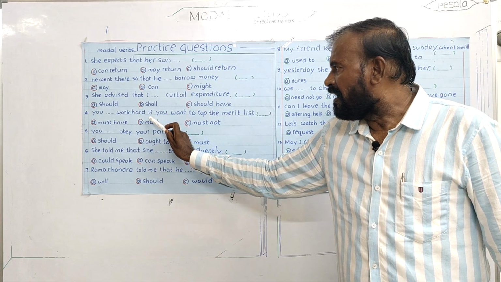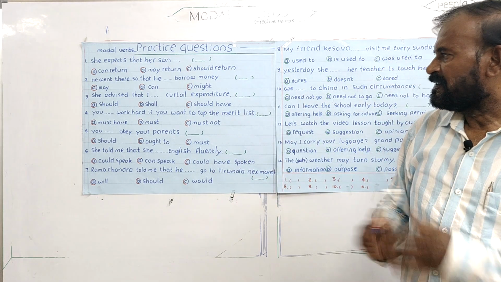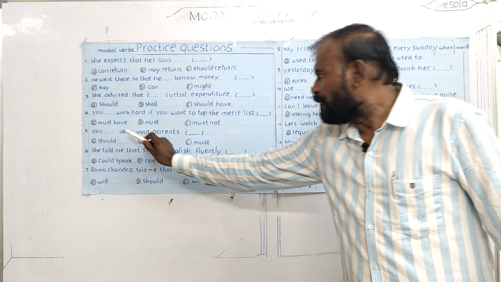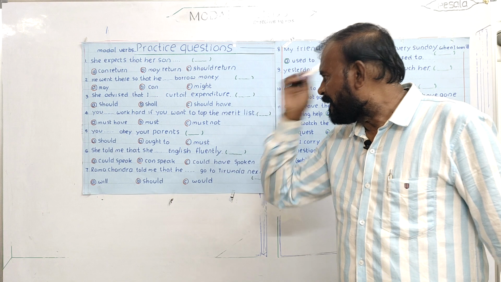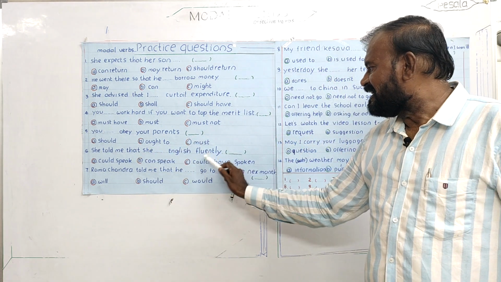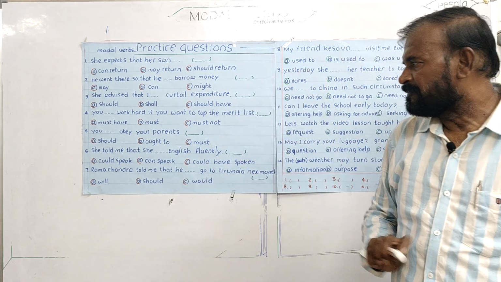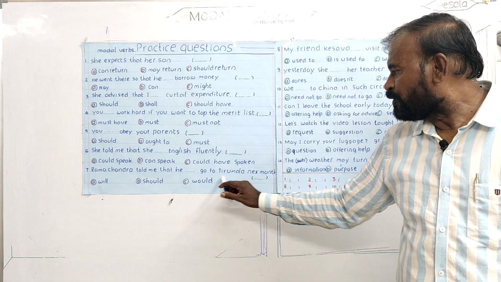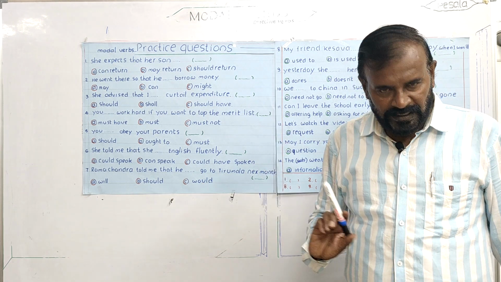You must work hard if you want to top the merit list. You ought to obey your parents. He told me that she can speak English fluently. He can speak English fluently. Ramachandra told me that he would go to Tirupati next month. He would go to Tirupati next month.